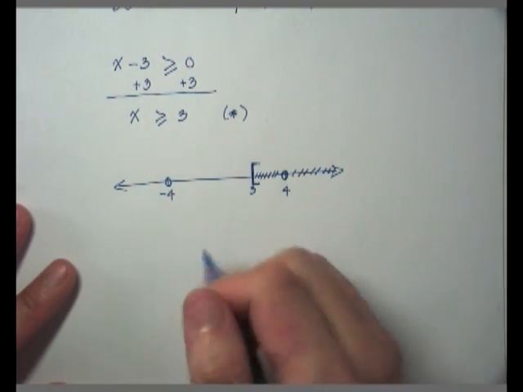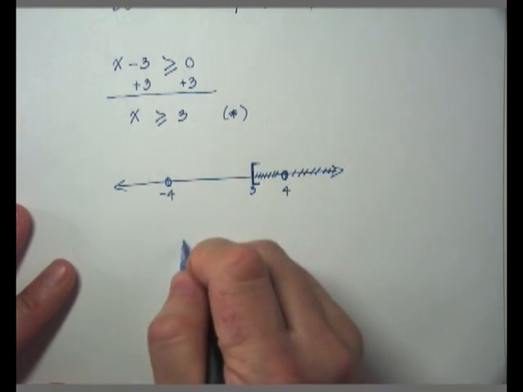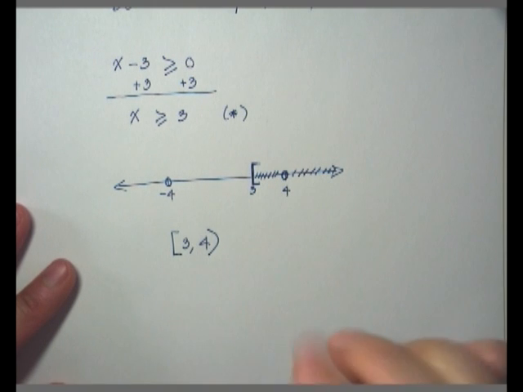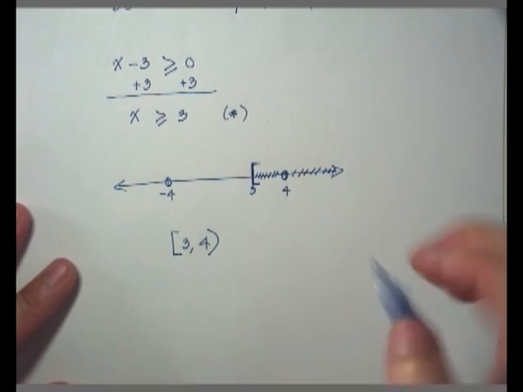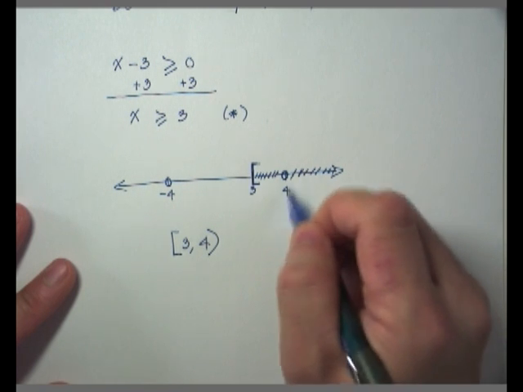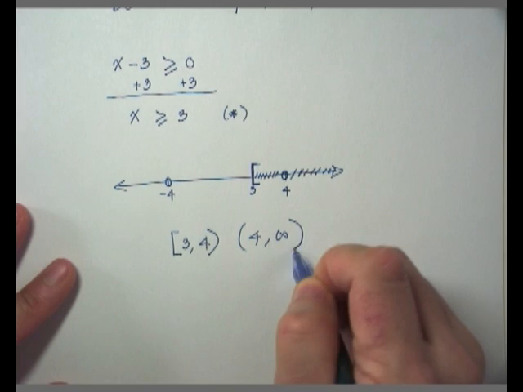So now what I have is, first, that little shading portion right here, 3, 4, brackets on 3, parentheses on 4, because we're excluding 4. And then I have another interval from 4 to positive infinity. And here I'm using parentheses on both sides.